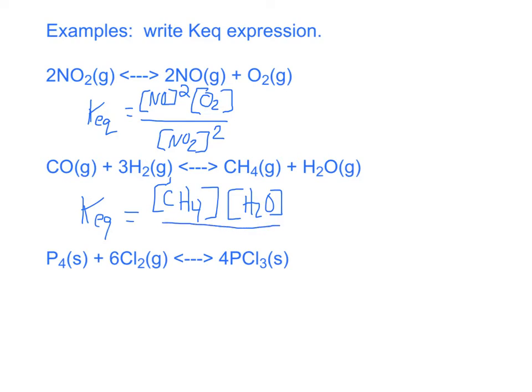Notice they're both balanced as 1s. Divided by the concentration of carbon monoxide, multiplied by the concentration of hydrogen, but we have to raise that one to the third power because of the 3 coefficient.